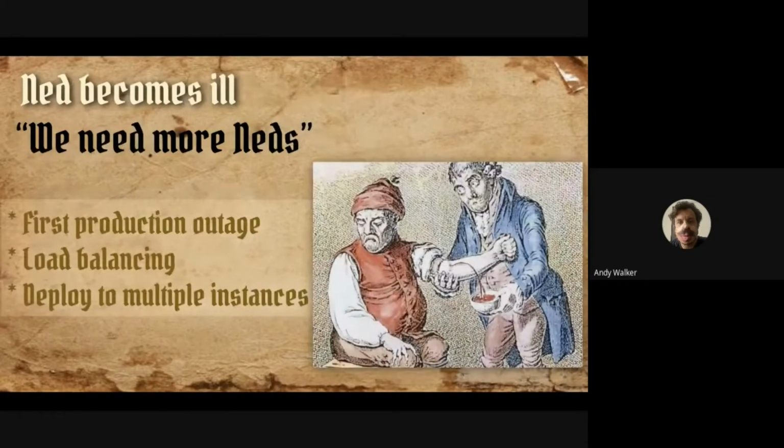And then a tragedy happens. Ned becomes ill. And we realized that we need more Neds. We probably needed more Neds anyway, as the utility of the population data becomes more apparent to everybody in the kingdom. This is our first production outage. We realized that we need to train more people up to Ned's job. We need to load balance requests between them.